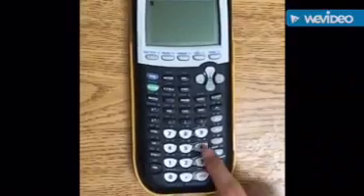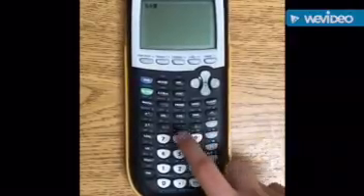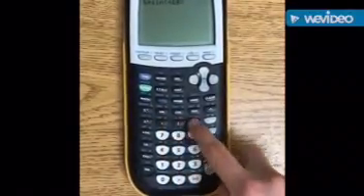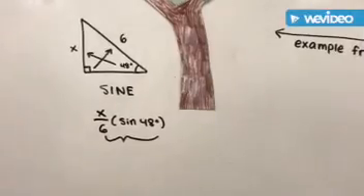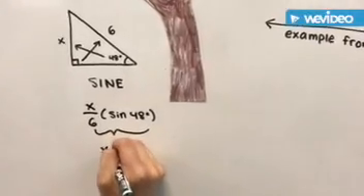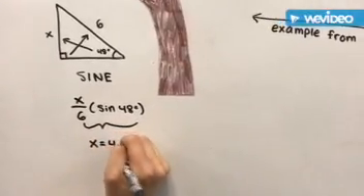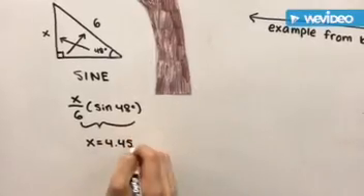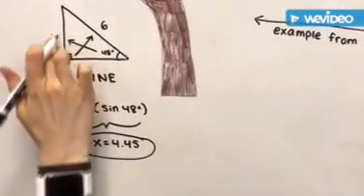To do this on a calculator, you would do 6 times the sine of 48. This equals 4.45. Now we know that x equals 4.45. Great job on learning how to use sine, cosine, and tangent.